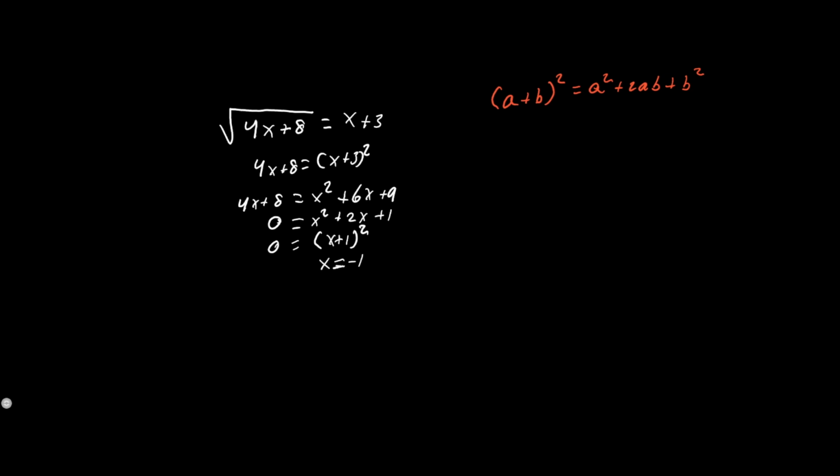So let's go ahead and verify that solution. We have the square root of 4 times negative 1, which is negative 4, plus 8, is equal to negative 1 plus 3. We end up with 2 on the right-hand side and 2 on the left-hand side, which is indeed true. So x does indeed equal negative 1.